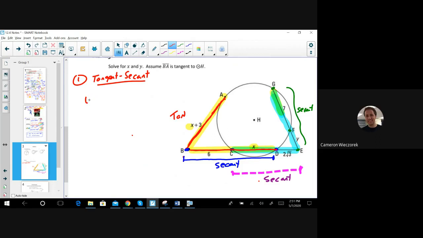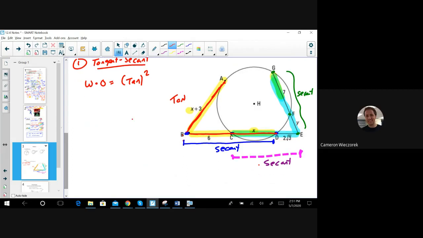For the secant part, it's going to be the whole times the outside, and for the tangent part, it's just going to be the tan squared, because the whole and the outside are the same thing. So let's start with the secant. The whole secant, remember, starts at B and ends at D. I don't care about this part out here. That's not part of that secant segment that I care about.